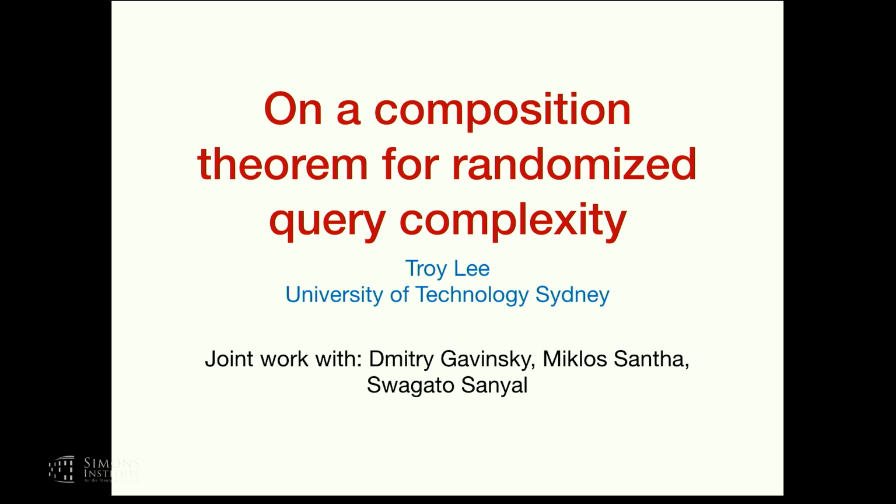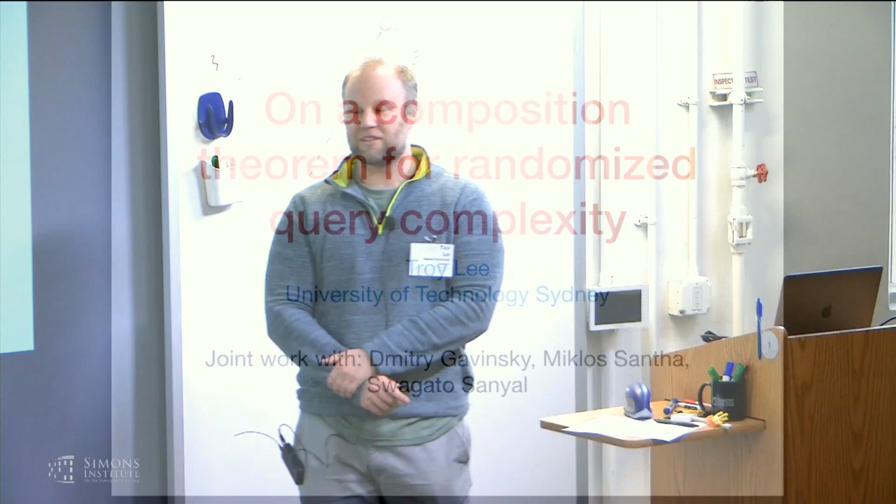Okay, so I'm going to talk about joint work with Dmitry Gavinsky, Miklos Santha, and Swagato Sanyal. Actually, Swagato and the three of us independently proved the lower bound that I'm going to talk about. So if you go and look for this paper on the archive, you're actually going to see two papers. Since we've merged the two papers, we have a joint write-up, but we haven't put it on the archive yet, so it should be there eventually.